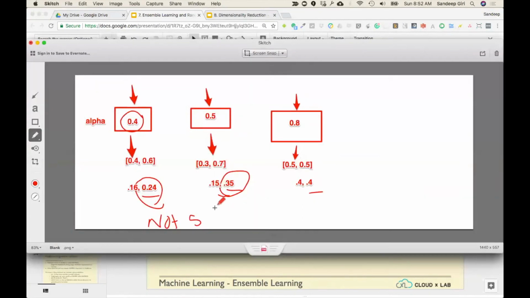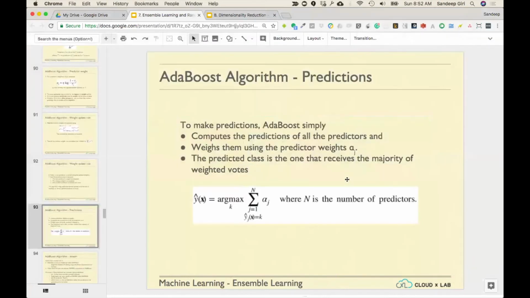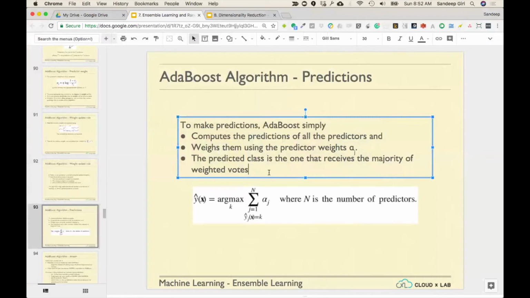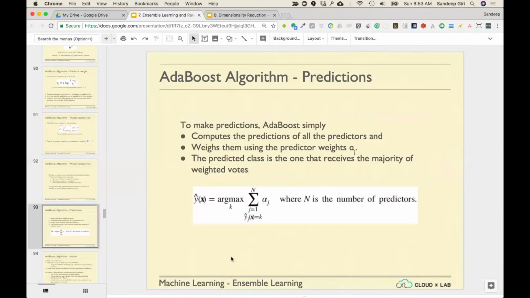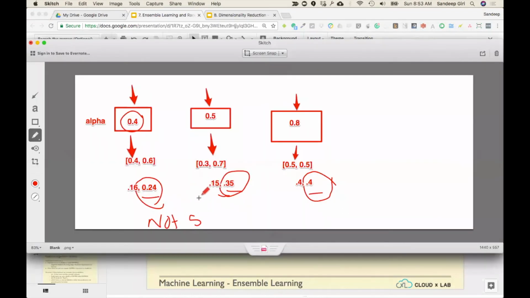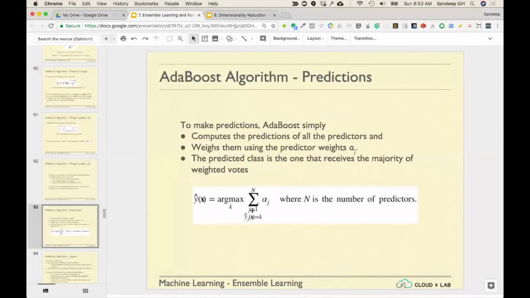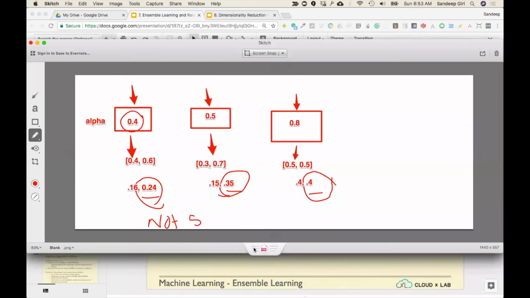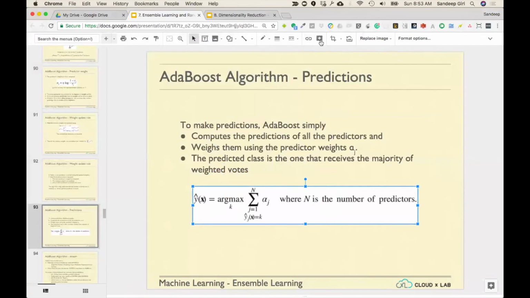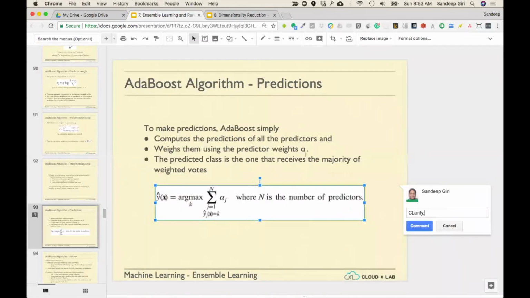I think this is soft voting. Then a clearer statement would have been the sum of all the weighted predictions. So when we say soft voting, I think we call this the majority weighted votes. So this is probably the way it is. We'll go into more details at a later point of time. Let me put a comment here saying clarifying.